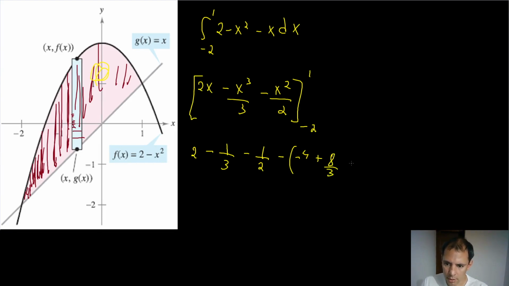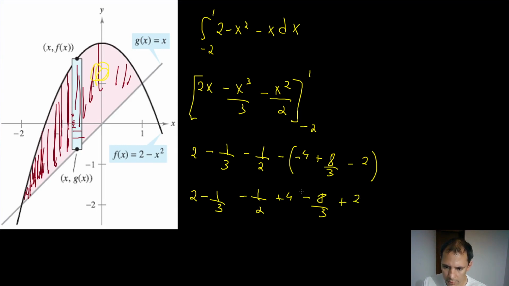divided by 3, and then you have minus 2. Why? Because it's going to be minus 2 squared. It'll be 4. 4 divided by 2, 2. With this minus, minus. There you go. And now, because of this minus, you got to change the whole thing, right? It's going to be 2 minus 1/3 minus 1/2 plus 4 minus 8/3 plus 2.